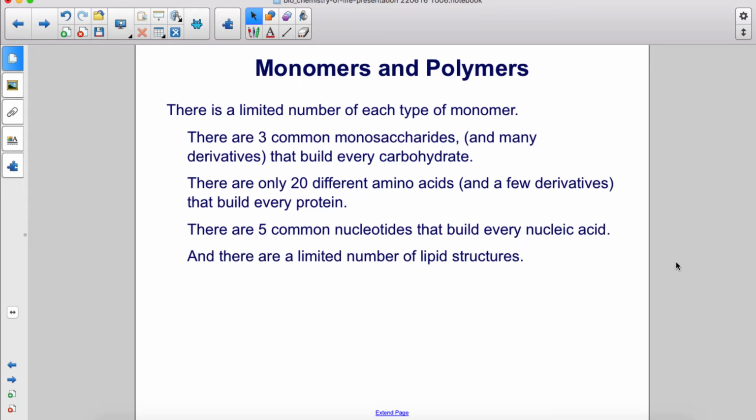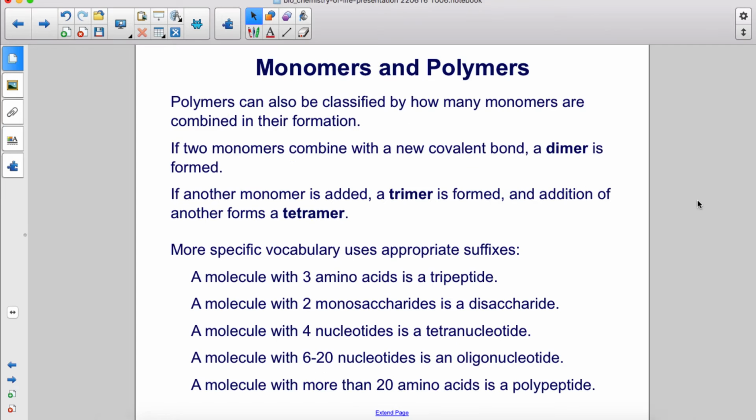There is a limited number of each type of monomer. There are 3 common monosaccharides and many derivatives that build every carbohydrate. There are only 20 different amino acids and a few derivatives that build every protein. There are 5 common nucleotides that build every nucleic acid. And there are a limited number of lipid structures.